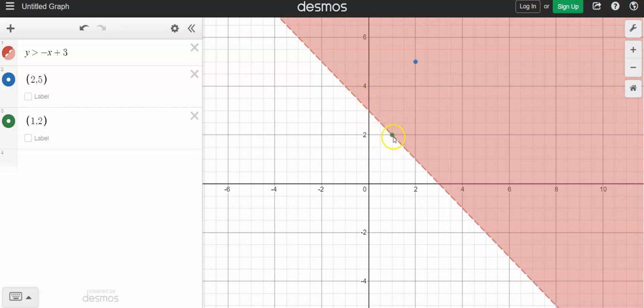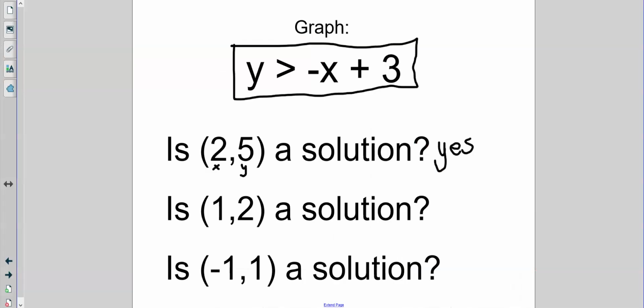Anything on a dotted line is not included. Remember, we're only looking for things that are greater than this line. So this is not greater than this line. This is the line. This is on the line. And because it's not solid, we cannot include it. So we're going to say no, this is not a solution.